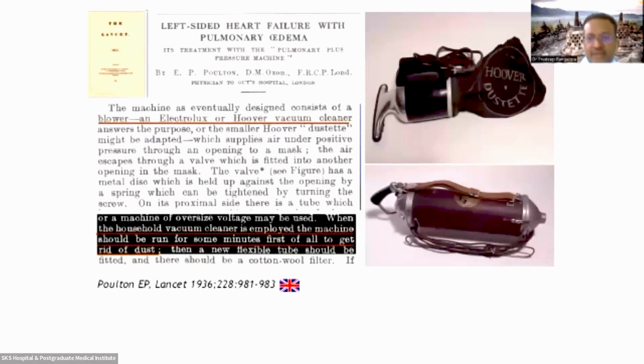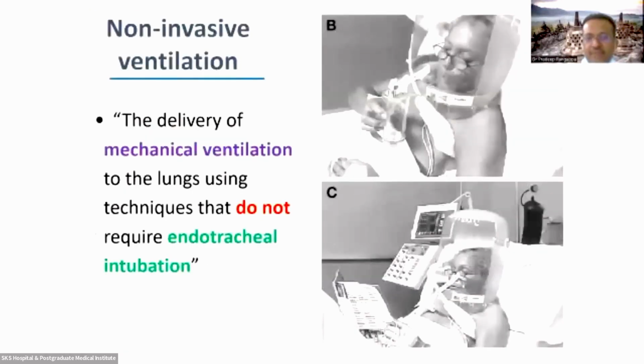The whole science of NIV came way back, maybe around 100 years back, in 1936. This was the first study that came out in Lancet talking about the role of NIV, and as you see, these were the early equipment used to deliver NIV. So what do we understand by NIV? Basically, it's the delivery of the same mechanical ventilation principles without putting in the ET tube through the throat. That's all it means.